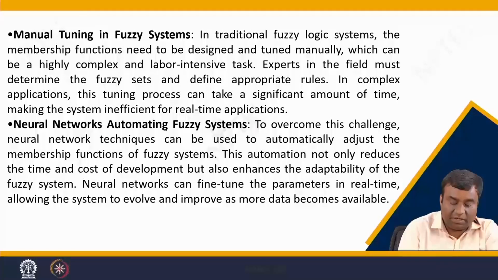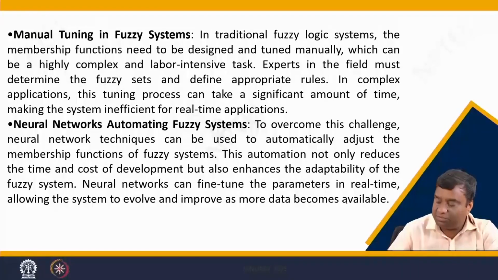Neural networks automating fuzzy systems. To overcome these challenges, neural network techniques can be used to automatically adjust the membership functions of fuzzy systems. This automation not only reduces the time and cost of development but also enhances the adaptability of the fuzzy systems. Neural networks can fine-tune parameters in real time, allowing the system to evolve and improve as more data becomes available.